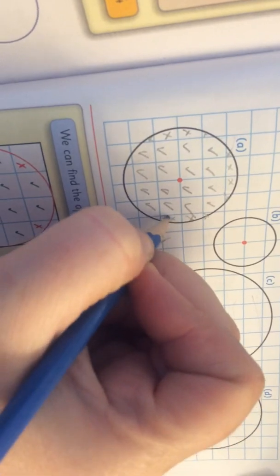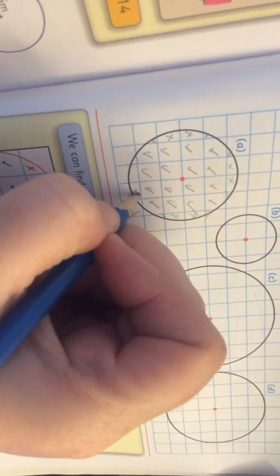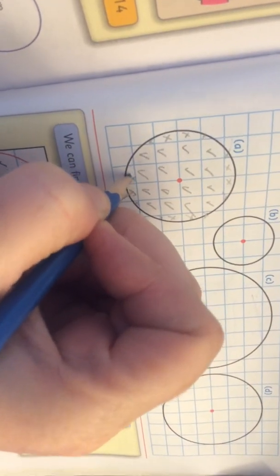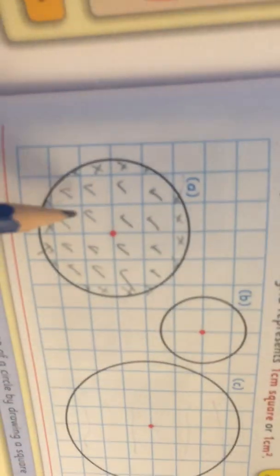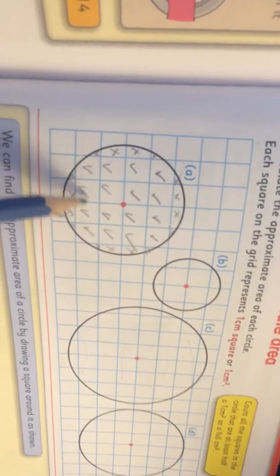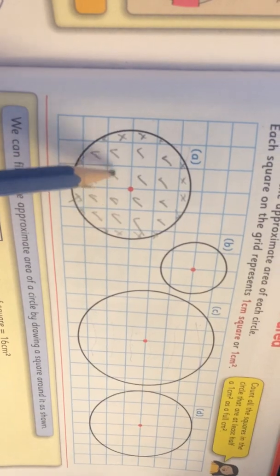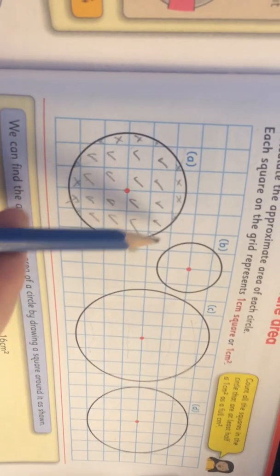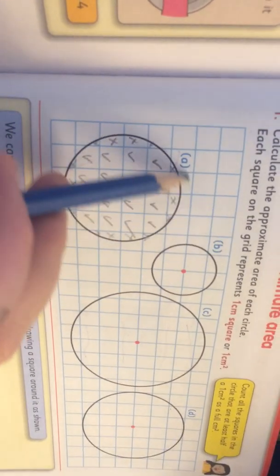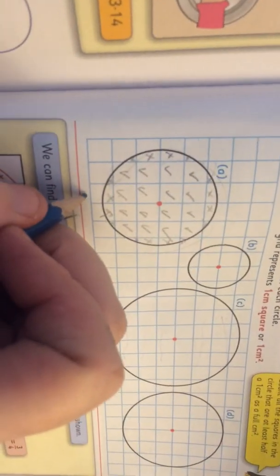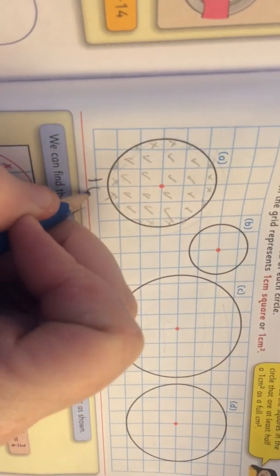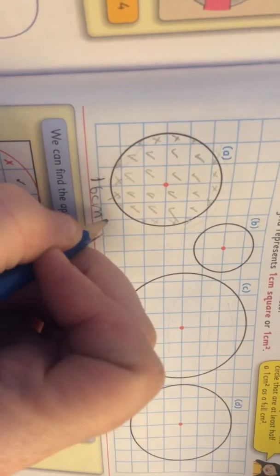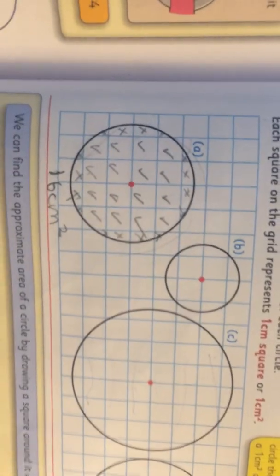Okay? Right. So once we've got all that done, we're going to count all the ticks we have. So let's look. We have 1, 2, 3, 4, 5, 6, 7, 8, 9, 10, 11, 12, 13, 14, 15, 16. So our approximate area of that circle is 16 centimetres squared. Sorry about the bad writing, guys. I'm trying to hold on to my camera at the same time.